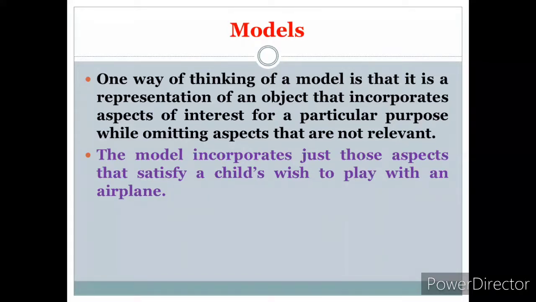Okay, so what we can say here is that one way of thinking of a model is that it's a representation of an object that incorporates aspects of interest for a particular purpose while omitting the aspects that are not relevant. So if you see the definition here, it is meeting our requirement specification and the area of interest we are looking at. One of the best examples, as I said, is the paper aeroplane we used to play with when we were children.